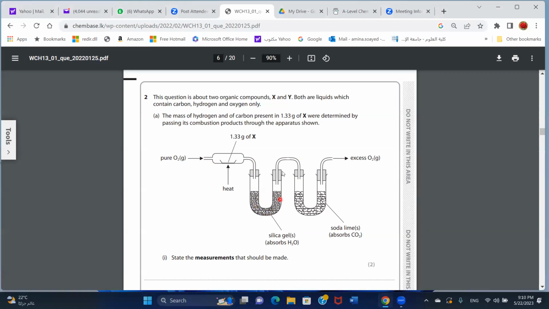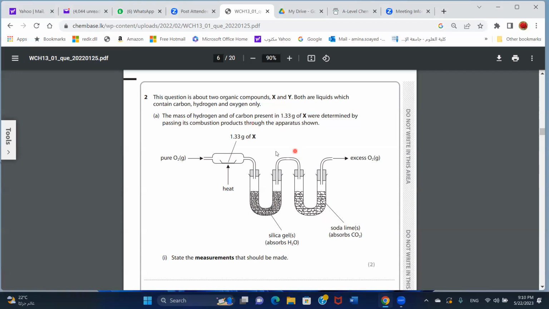So before, you have the U-tube containing the silica gel, so you measure its mass. And then after water was trapped in it, you measure the mass once more. From the difference in mass, you can get the mass of water, isn't it? And for the other, it's the same. You have a U-tube containing soda lime, so you measure the mass of the U-tube containing soda lime before combustion and after combustion, when it absorbed the carbon dioxide. So by the difference, you can get the mass of carbon dioxide, isn't it?